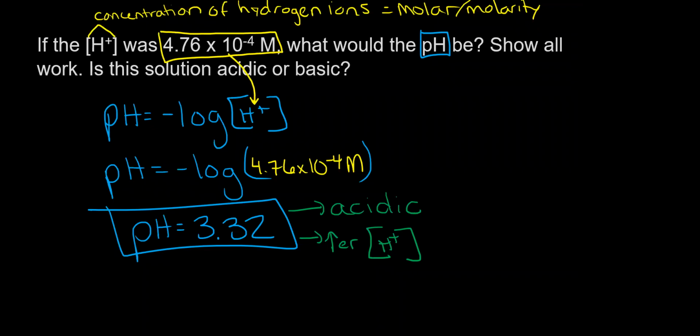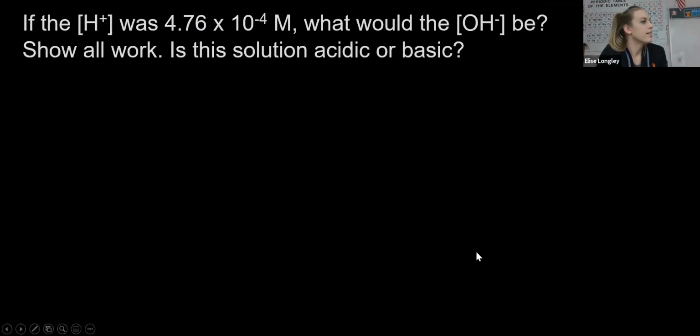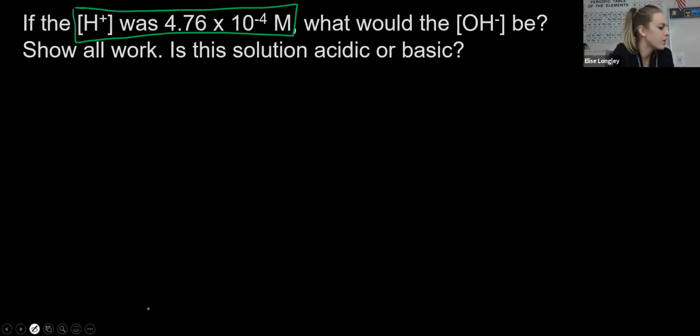Scale of 1 to 10 on this problem. Okay. Next up, it says if the hydrogen ion concentration was 4.76 times 10 to the negative 4, so we didn't change that, what would the OH minus concentration or hydroxide ion concentration be?